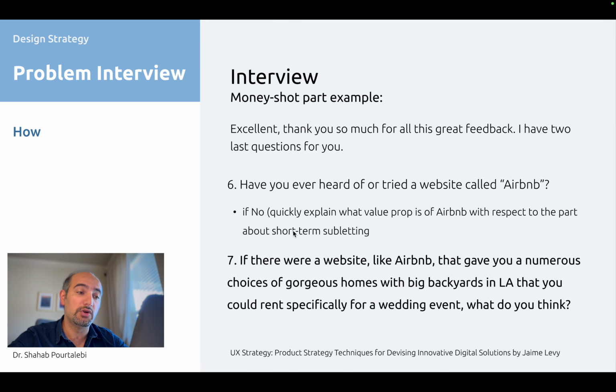Okay, and if they say no, they're going to explain how Airbnb works, to make sure that the participant knows what they are referring to in their money shot question. If you don't have such a thing like Airbnb, Uber, Slack, or Discord, or something like that, you don't need to include question number 6. Question number 6 is there just to make sure that the participant understands the money shot question.